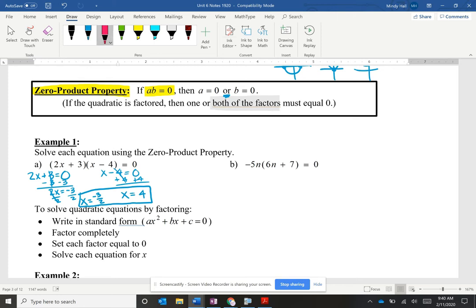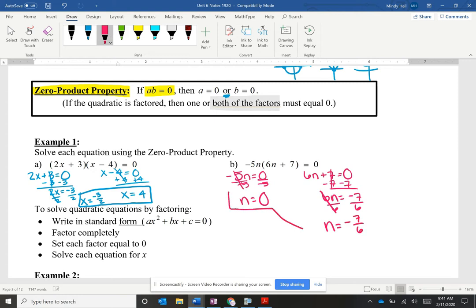Okay? So for B, we have two things getting multiplied together. And again, I just need one of them to equal 0 to make this true. So in order to figure out when that happens, I have to set them both equal to 0. Okay, and so with negative 5n equals 0, we would divide by negative 5. But of course, that doesn't really do anything for us because n just equals 0. And then when we solve 6n plus 7, we're going to subtract that 7. And that gives us 6n equals negative 7. And then we divide by 6 to get n equals negative 7 over 6.